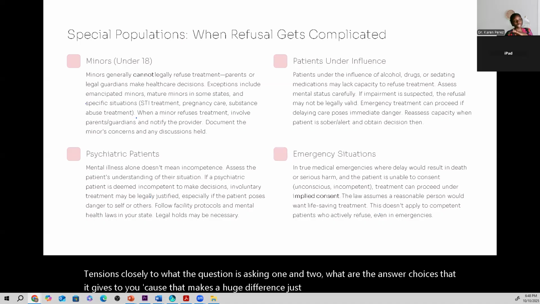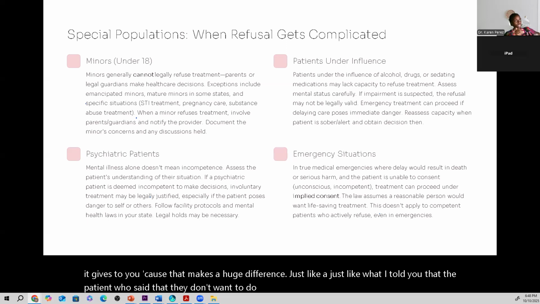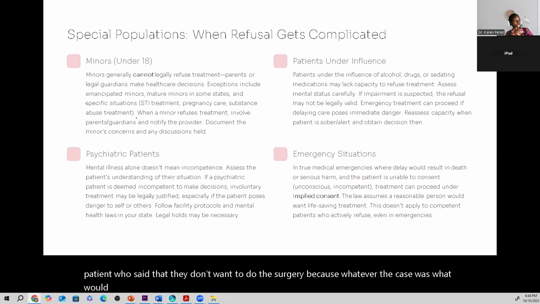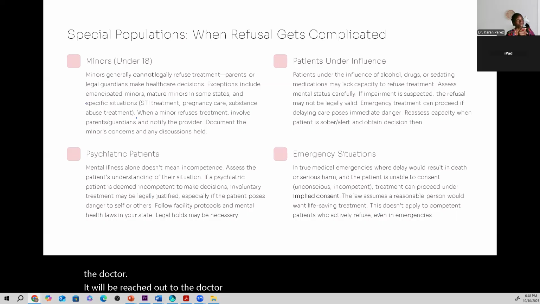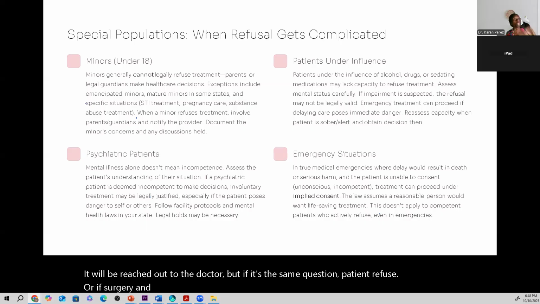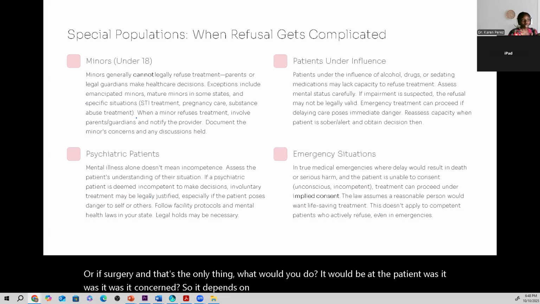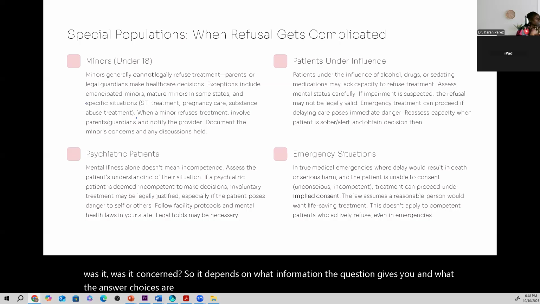Just like what I told you about the patient who said they don't want to do the surgery because of whatever the case was, what would you do first? And you'll see, ask the patient what the concern is, document, reach out to the doctor. It will be reach out to the doctor. But if it's the same question, patient refuses ORIF surgery, and that's the only thing, what would you do? It would be ask the patient what the concern is. So yeah, it depends on what information the question gives you and what the answer choices are. All right. Indeed. Okay.